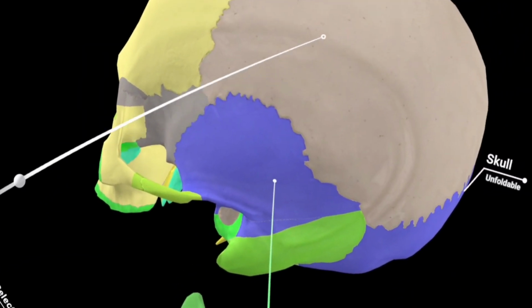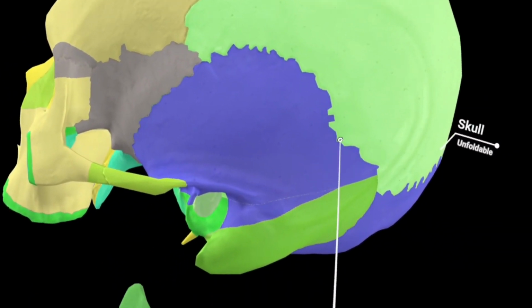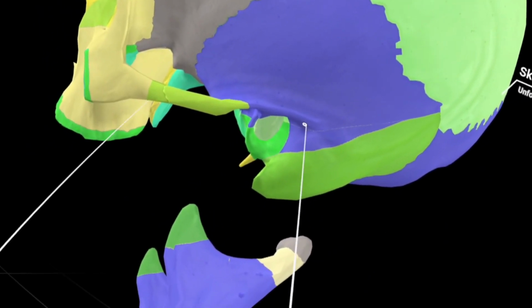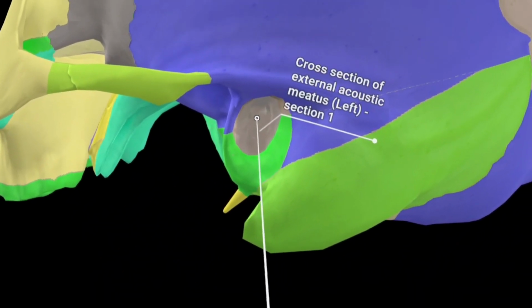Then we have next the Squamous Suture. The Squamous Suture. Right there. It looks like a scale, they thought.